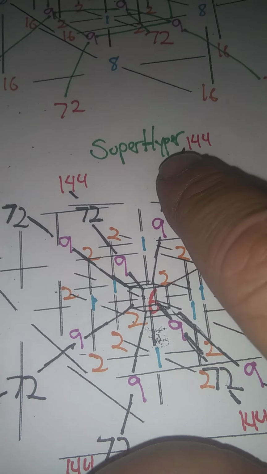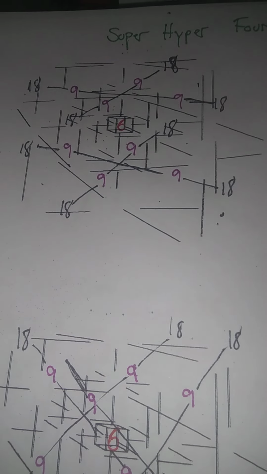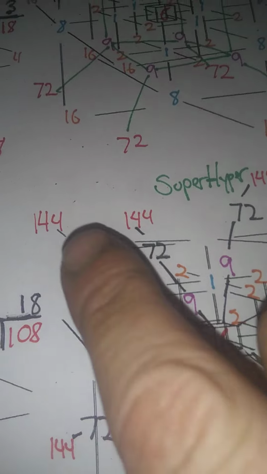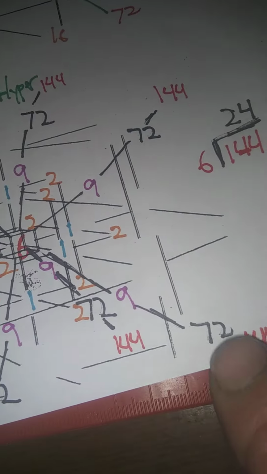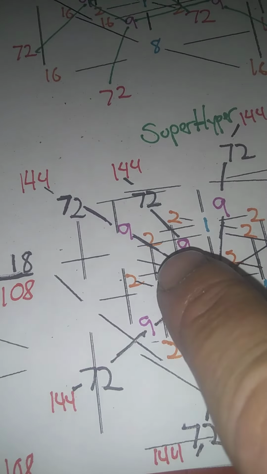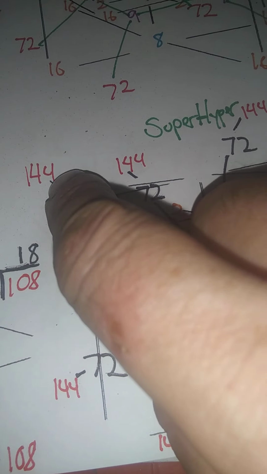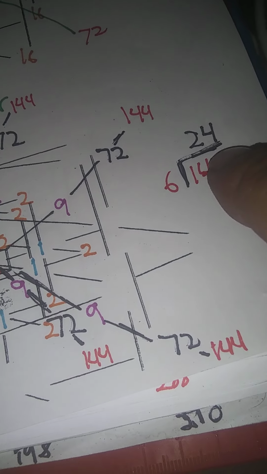And this is a super hyper, which uses the backbone of them, the foundations for the super hyper. These numbers are all 18s everywhere. And you add those together and you get 72, I think, on both sides. You add them together, you get 144. 6 goes into 144 24 times.